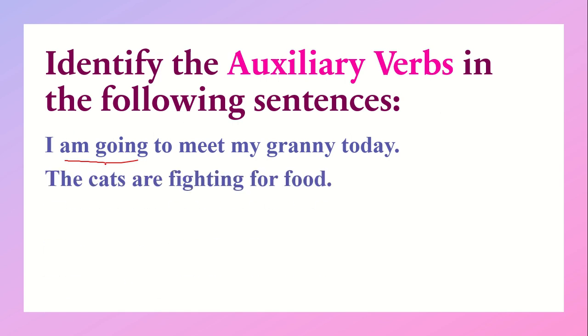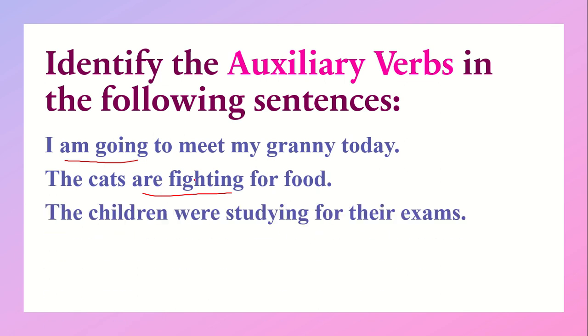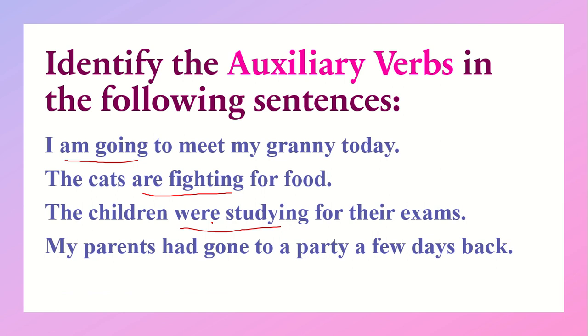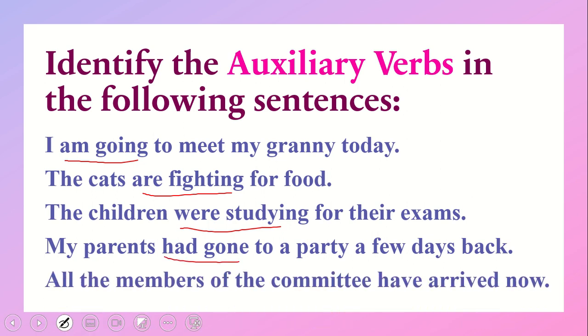The cats are fighting for food. So are is here an auxiliary verb which is used with fighting. The children were studying for their exams. So this main verb has an auxiliary verb of were. My parents had gone to a party a few days back. Had gone. All the members of the committee have arrived now. So have is here an auxiliary verb which is again identifying the tense. Present perfect tense, past perfect tense, or past continuous tense, or present continuous tense. So these are auxiliary verbs.